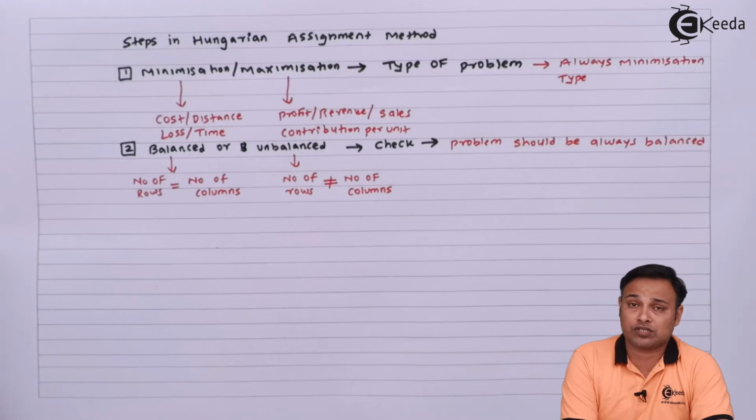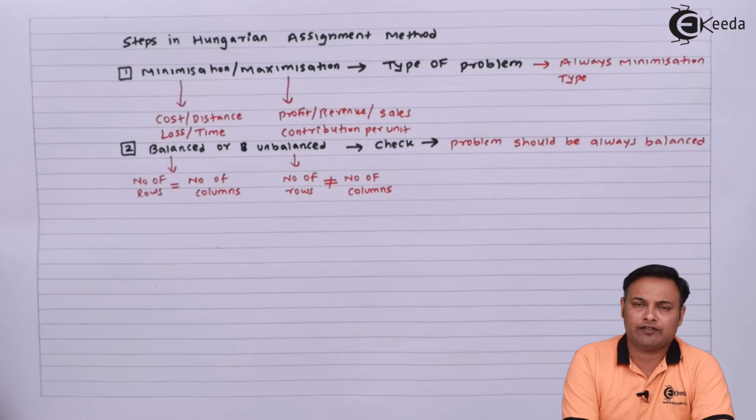If I have fewer rows, let us say I have only 4 rows and 5 columns, I will add a dummy row. That way I will try to always make the number of rows and the number of columns equal to each other. Then only the problem will be balanced.